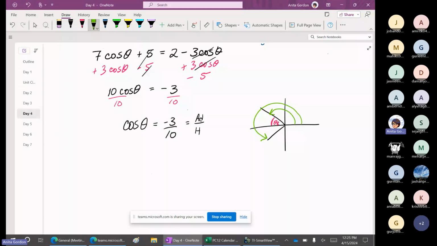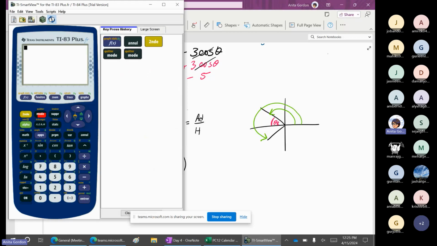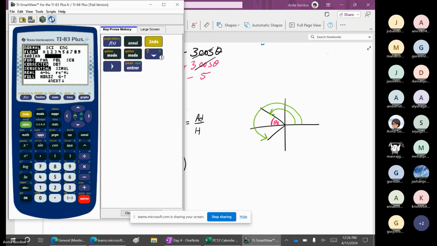Okay, this is now a grade 10 question. How do I get theta by itself? What do I need? Inverse cos, yeah. So theta equals cosine inverse of -3/10. This is now a calculator question. I'm going to click on mode and make sure that my calculator is in degrees. It is usually the third option on these TI-83s here. All right, so I'm in degrees now.